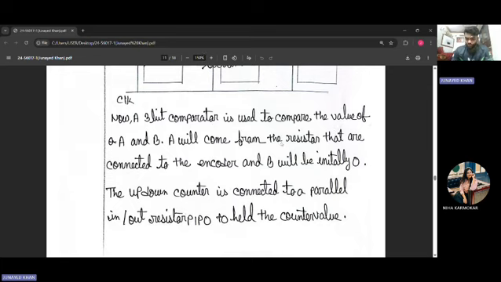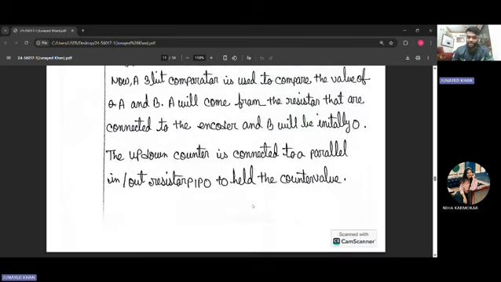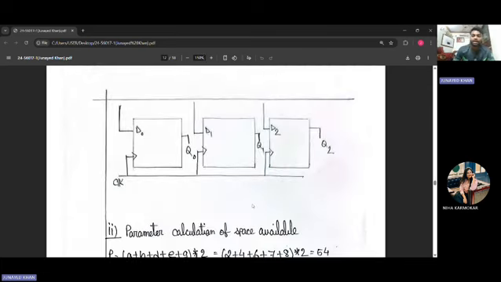A will come from the registers that are connected to the encoder, and B will be initially 0. The up-down counter is connected to a parallel in, parallel out register, PIPO. What does PIPO mean? PIPO means parallel in and parallel out, to hold the counter value. Okay, here is the diagram of a PIPO.